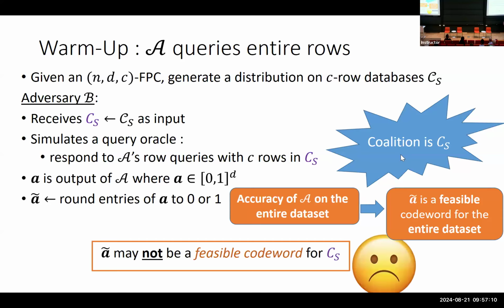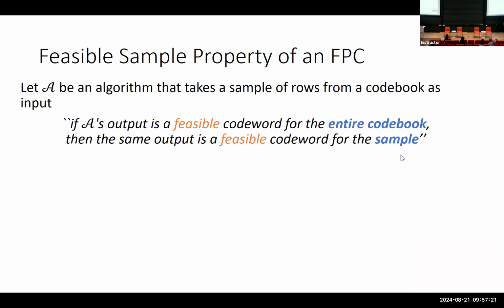So the problem here now is that the rounded output A is not feasible for the data set that we want, right, for CS, or may not be feasible. So what we do is that we sort of formalize this property that we need. The property is that if A is an algorithm that takes a sample of rows from a code book as input, and A's output is feasible for the entire code book, then the same output must be feasible for the sample, right? So we need this property.